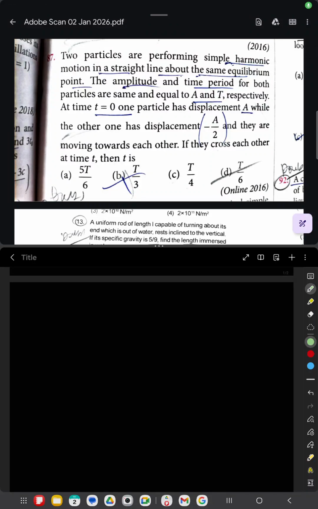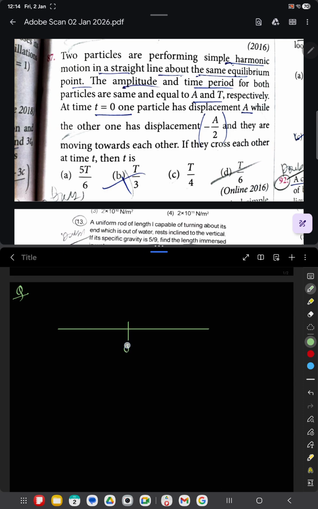So starting with question number 1, some few questions from SHM. Two particles are performing simple harmonic motion in a straight line about the same equilibrium point. The amplitude and time period for both the particles are same and equal to a and T. At time t equal to 0, one particle has a displacement a while the other one has a displacement minus a by 2. So let's assume this will be the scenario.